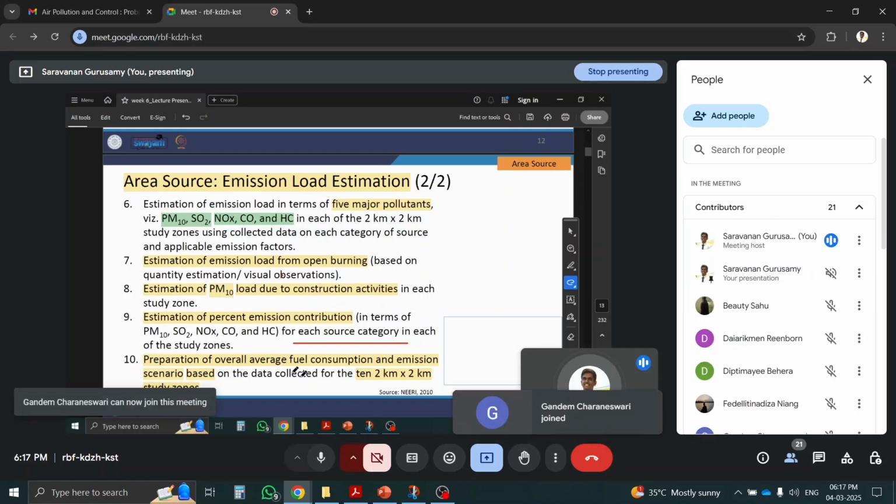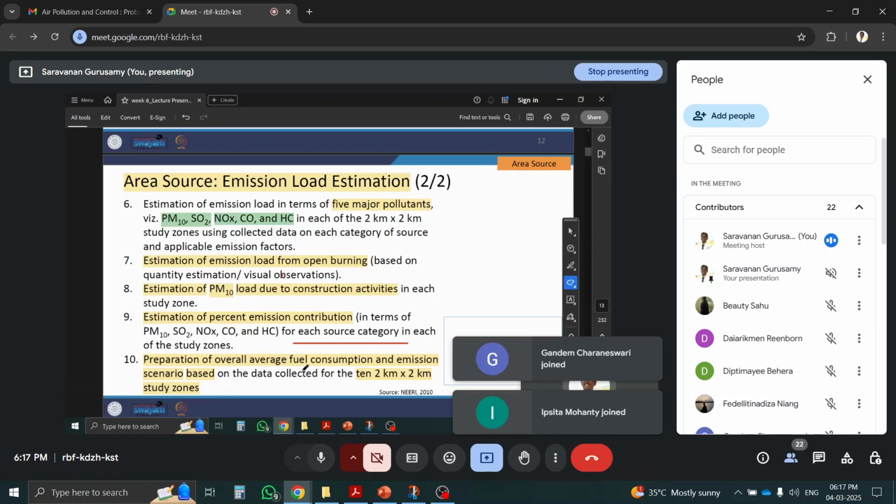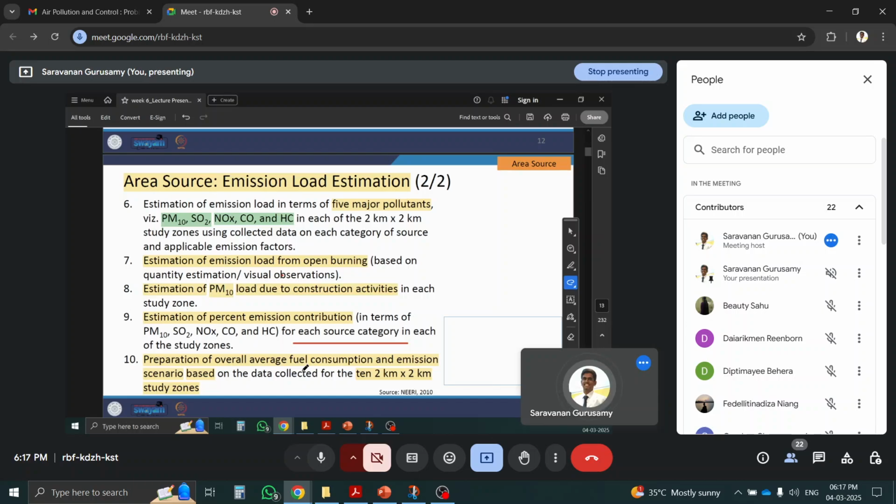Finally, preparation of overall average fuel consumption and emission scenarios. That was the comparison of different scenarios. If this happens, what will be the emission? If this happens, what will be the emission? If the policy is good, what will be the reduction in the emission? That's what we can identify with emission inventory models.